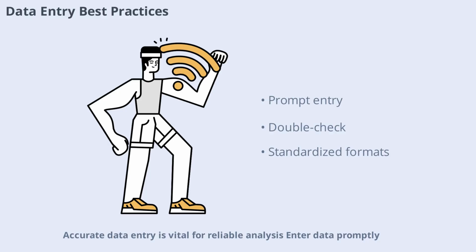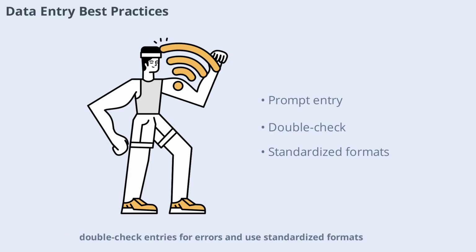Accurate data entry is vital for reliable analysis. Enter data promptly, double-check entries for errors, and use standardized formats. Digital tools can help automate and validate data entry, reducing the risk of mistakes. Consistent data entry practices make downstream analysis smoother and more accurate.